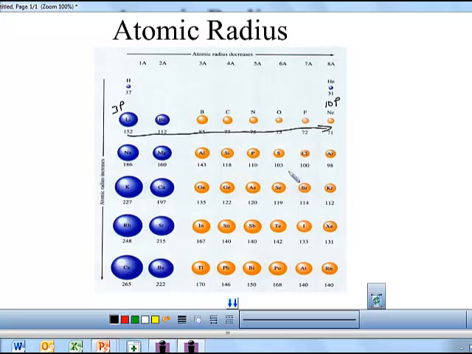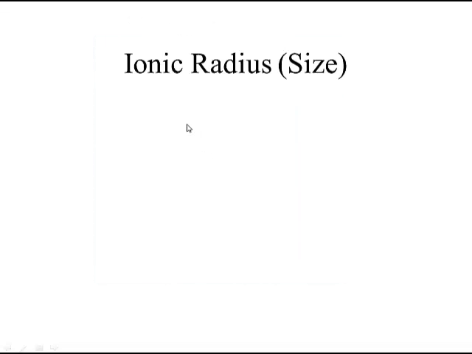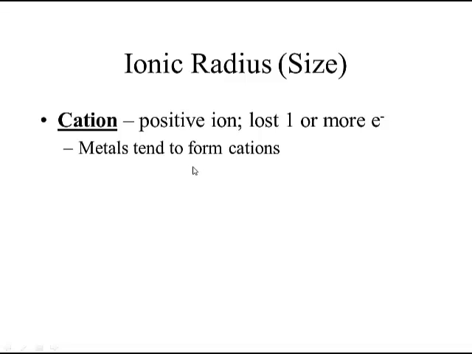And it happens in every single case. And as you go down these groups, they get bigger and bigger, down every group, because there's more and more energy levels. So it's a nice little graphic to see what that looks like. What about ions? Well, ions have the same trends and the same reasons.